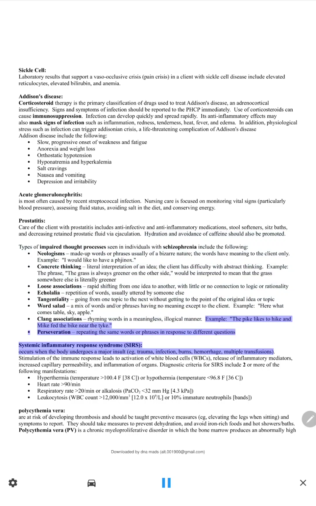Systemic inflammatory response syndrome, SIRS, occurs when the body undergoes a major insult, e.g., trauma, infection, burns, hemorrhage, multiple transfusions. Stimulation of the immune response leads to activation of white blood cells, WBCs, release of inflammatory mediators, increased capillary permeability, and inflammation of organs.